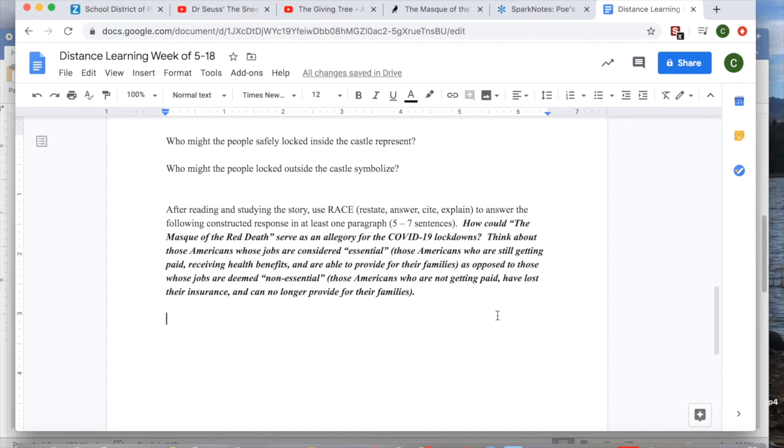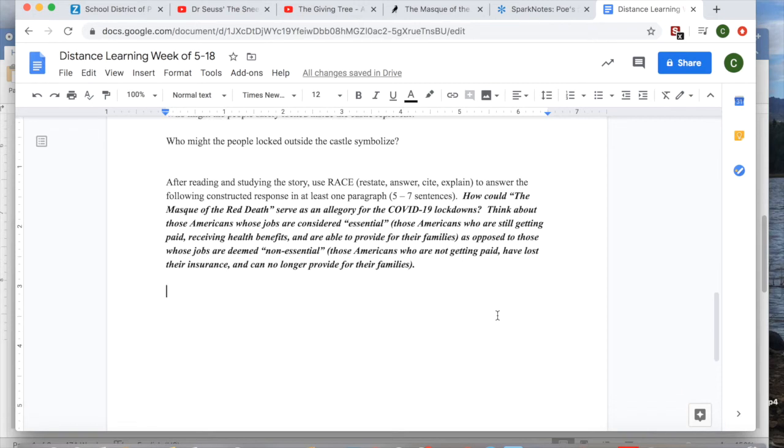You're going to use the RACE strategy, restate, answer, cite, explain, to answer the following constructed response, once again, in just one paragraph, 5 to 7 sentences. How could the Mask of the Red Death serve as an allegory for the COVID-19 lockdowns?